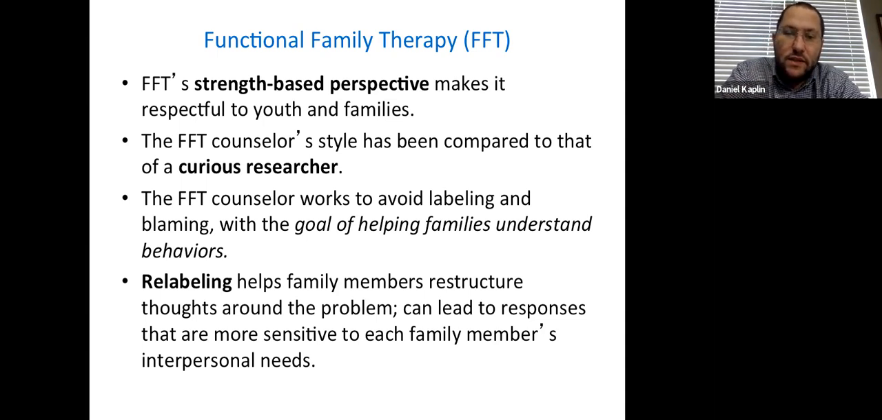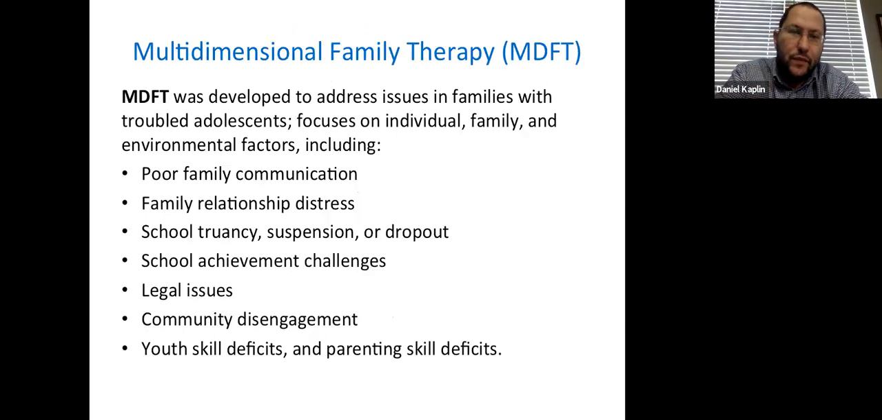We're going to treat this from more of an experimental approach. We're going to tinker with this. Can we try to explore different behavioral strategies and see where they go? So it's very much tentative, and it's from a tinkering approach or a curious researcher approach. So instead of blaming, we try and understand the behavior, and we try and relabel how people view the problem so that people can become more sensitive and understanding to one another.